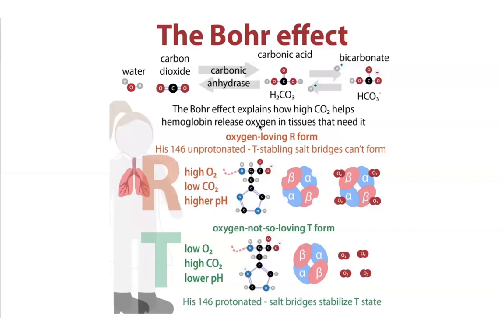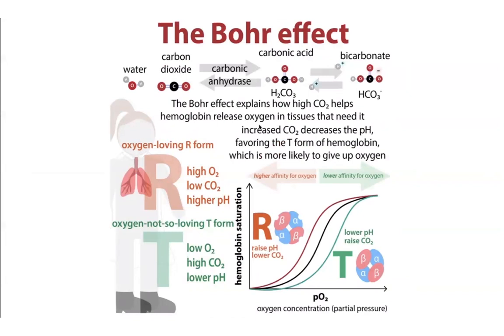And where would you find these conditions? Well, you would find them in tissues that aren't able to expel carbon dioxide easily, but are producing a lot of it and don't have much oxygen. That's where you need oxygen the most, where you need it to be offloaded the most. So that's perfect. In our lungs, we've got plenty of oxygen, and we're able to expel CO2 easily just by breathing it out. So we have a higher pH, and we're stabilized in that oxygen-loving R form. This allows us to take up the oxygen without giving it off too soon. So at a lower pH, which we get from a higher CO2, we have a lower affinity for oxygen. And if we have a higher pH and lower CO2, we have a higher affinity for oxygen.